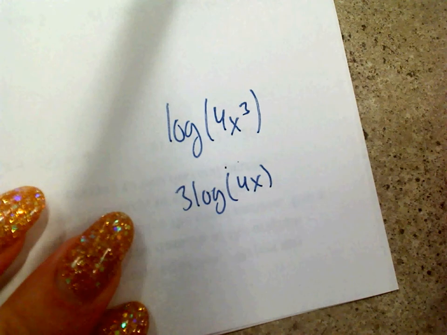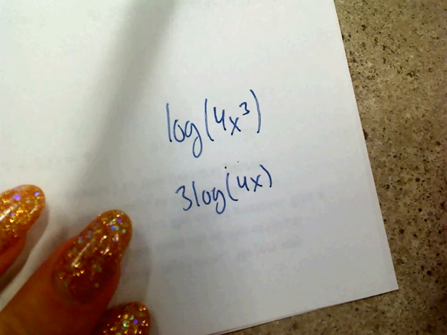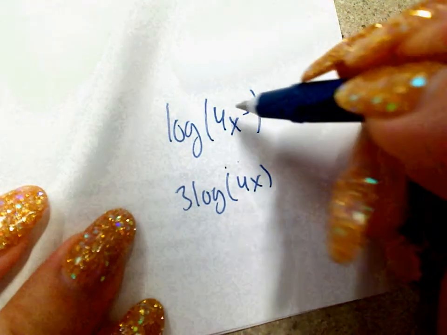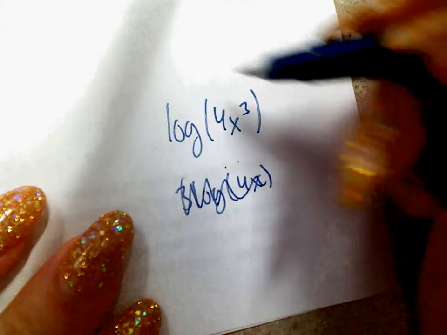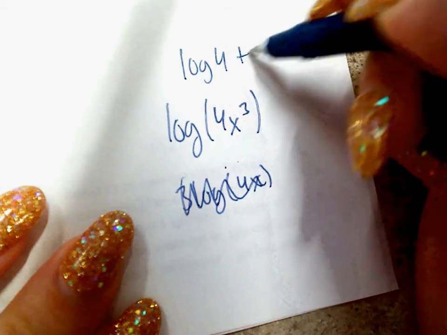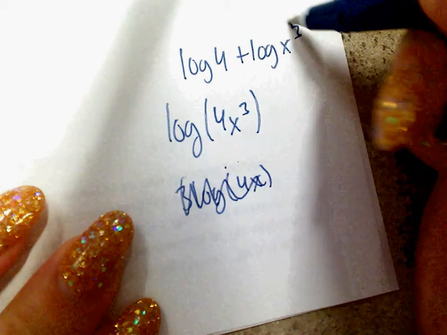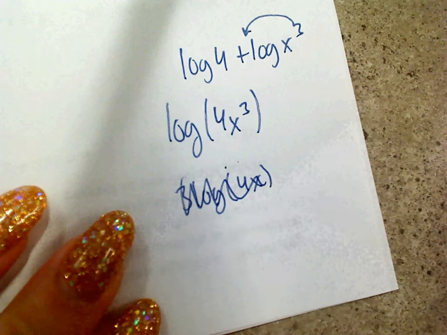The 4 and the x cubed are separate. The power of 3 is not a power of 3 for 4. It was only for the x, so it should have been log of 4 plus log of x cubed, and then bring the 3 down to the front of that piece. You have to be aware of what you're doing as far as power goes.